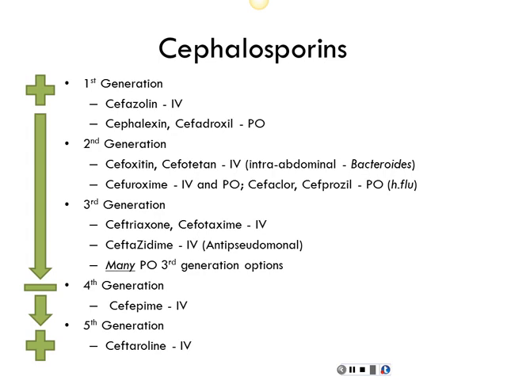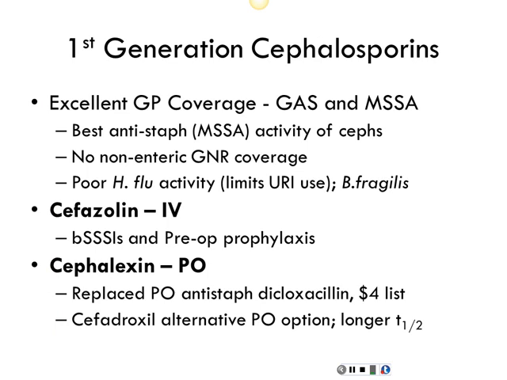All right, first generation, anti-staph, poor H flu activity. So that's why we don't use the first generation cephalosporins for upper respiratory infections in many cases. We started giving the pneumococcal vaccination, so we see less strep pneumonia as an upper respiratory infection. We see more H influenzae. If there's an upper respiratory infection, we're not going to use cephalosporins as an empiric therapy in most cases, unless there's some kind of allergy or intolerance that inhibits the use.